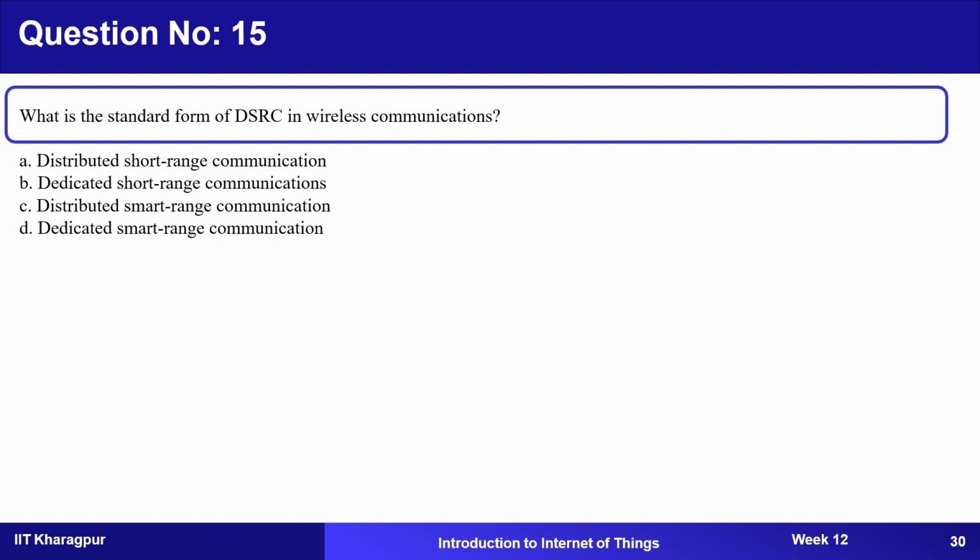Next question is, what is the standard form of DSRC in wireless communication? Options are distributed short range communication, dedicated short range communication, distributed smart range communication, dedicated smart range communication. A. Okay. Others also please reply. So yeah, this is dedicated short range communication.